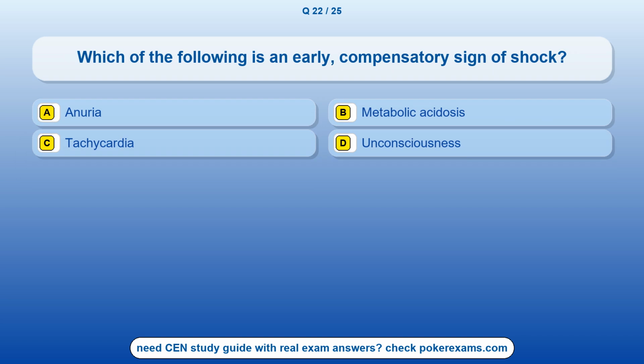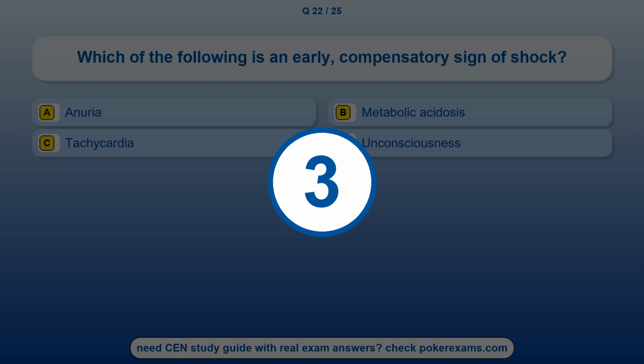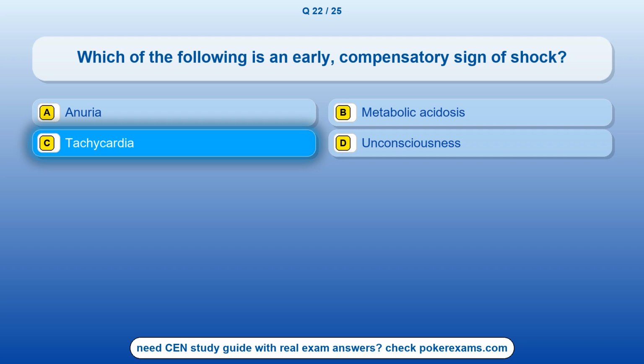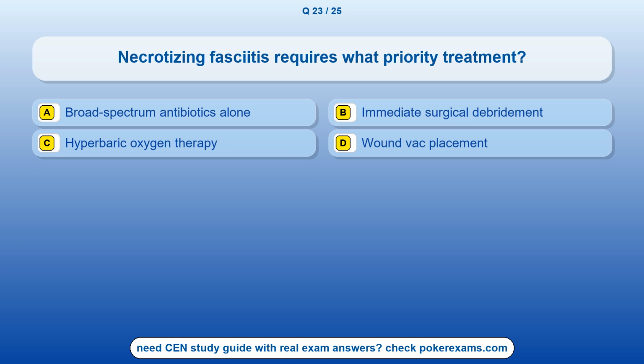Question 22. Which of the following is an early, compensatory sign of shock? Option A. Anuria. Option B. Metabolic acidosis. Option C. Tachycardia. Option D. Unconsciousness. The correct answer is option C. Tachycardia.